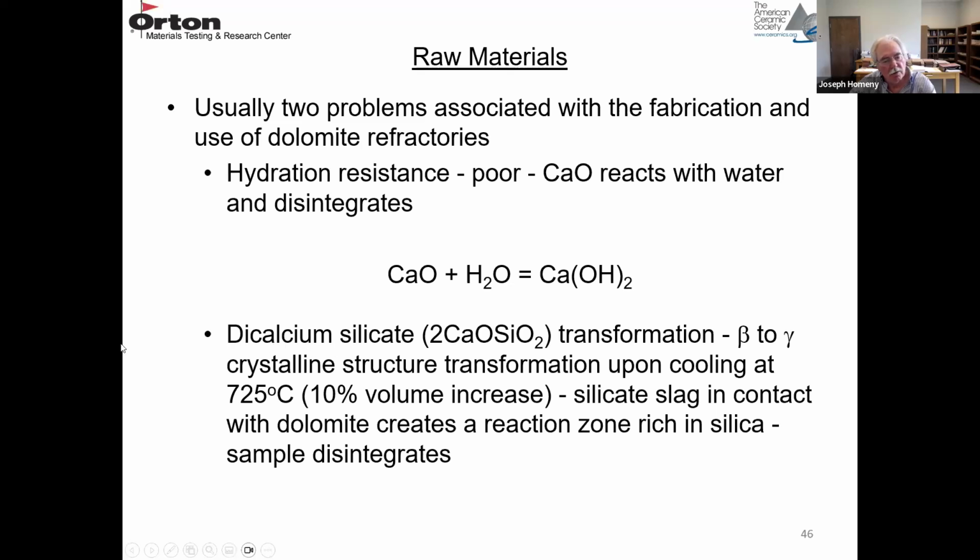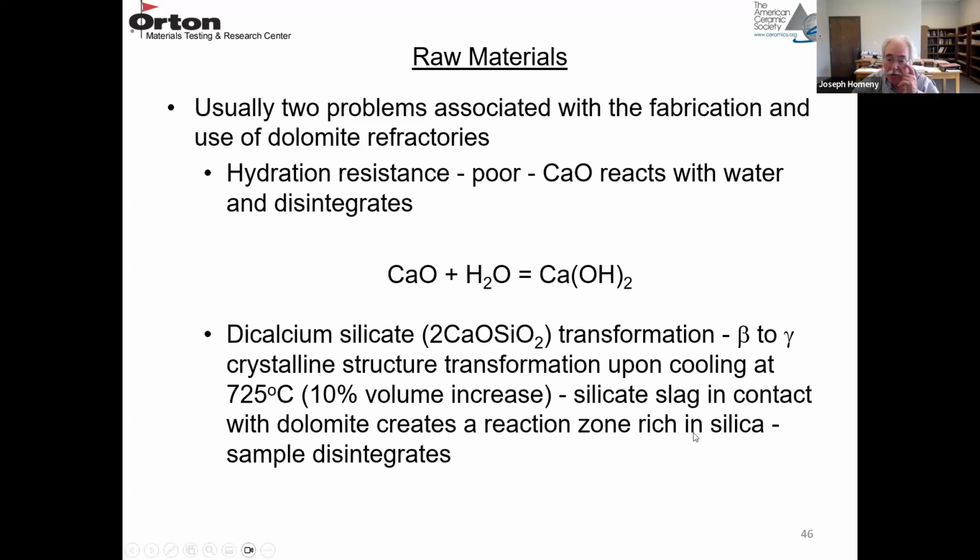A secondary issue is the formation of this dicalcium silicate. I mentioned there was a transformation. So there's a beta to gamma crystalline structure transformation when you cool this material. When you cool it below 725 degrees C, the beta to gamma phase transformation is displacive. There's a 10% volume increase. So why is this a problem? Because you shouldn't have dicalcium silicate present in the starting dolomite refractory.